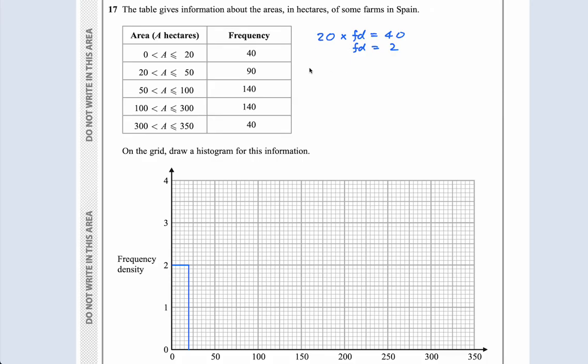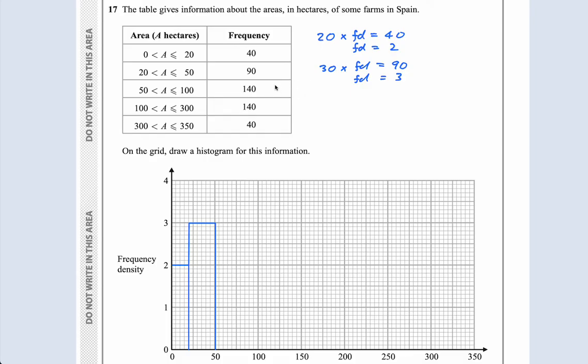The second one is going to be this length, which is 30, because 20 to 50 is 30. 30 times frequency density is equal to 90. So frequency density equals 90 divided by 30, which is 3. So now I go from 30 to 50. Here's 50. And I'm going to go up to 3. Again, my area, 30 times 3 gives me 90.